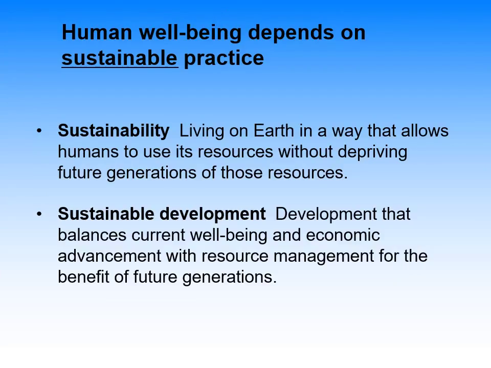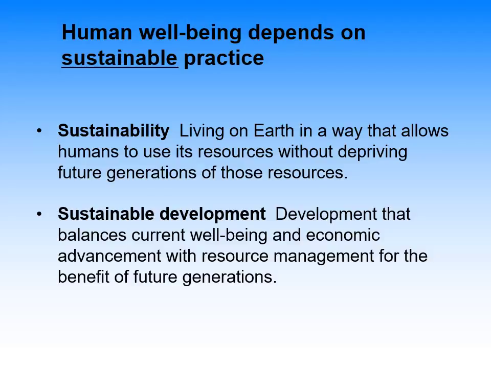So we know what the big 5 global indicators are, and we know what we have done to affect those indicators and change them. So what we need to do next is practice more sustainable living. Sustainability means living in a way that allows humans to use resources without depriving future generations. That means your grandbabies and your great-grandbabies. You should not be using up their resources.